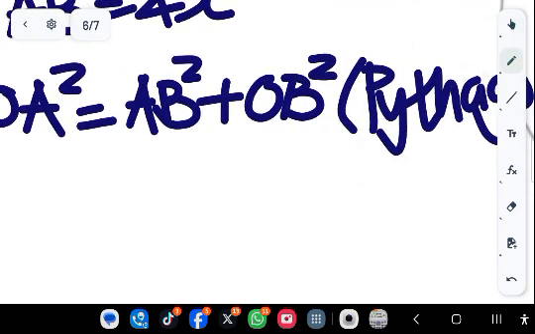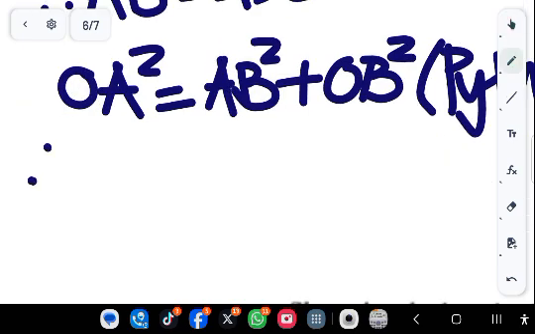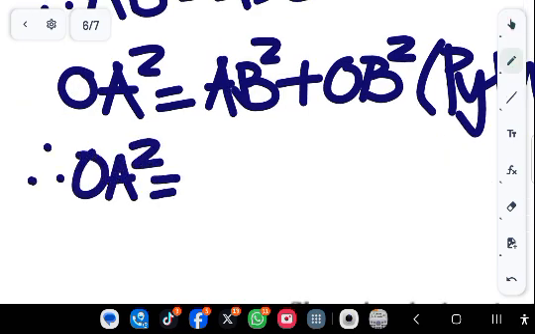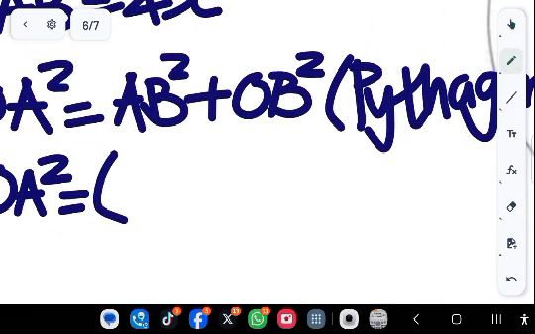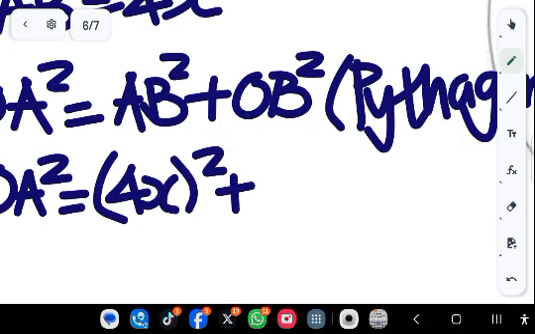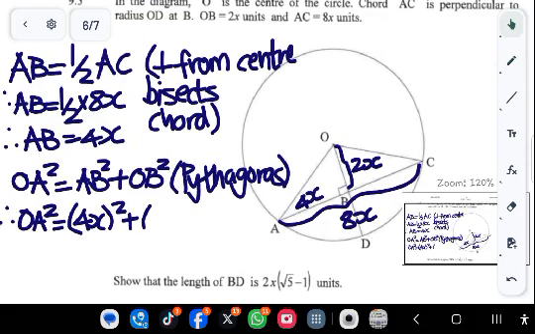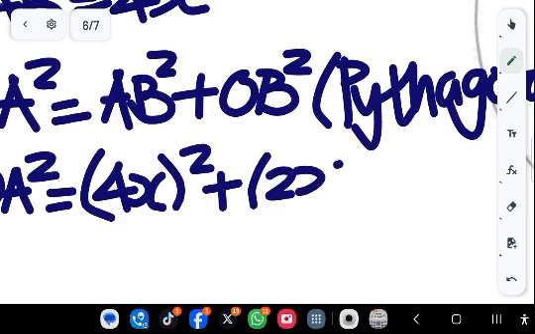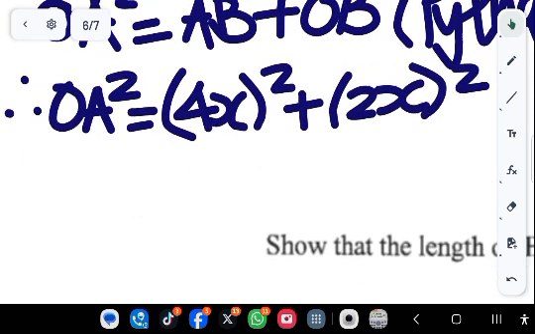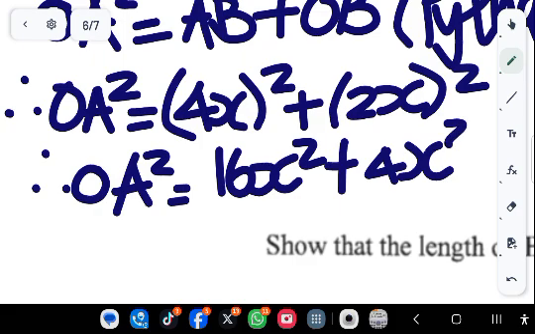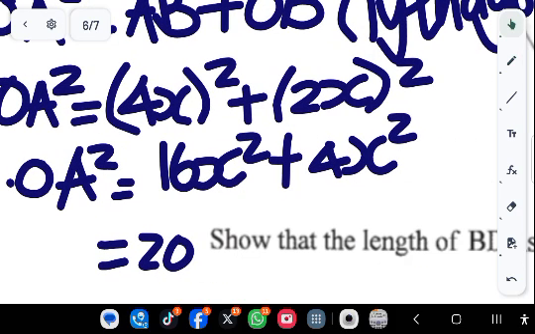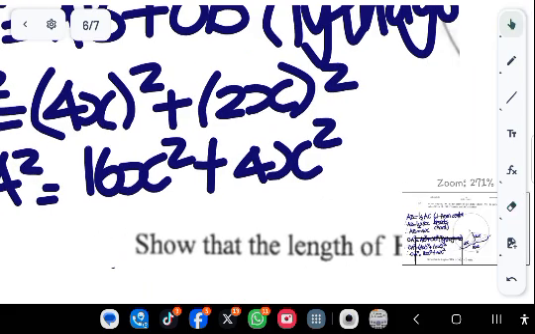Therefore OA squared equals, AB is 4x, so that will be 4x all squared plus, and OB is 2x, that will be 2x all squared. So that gives us what? Therefore OA squared is equal to 16x squared plus 4x squared, which gives us 20x squared.